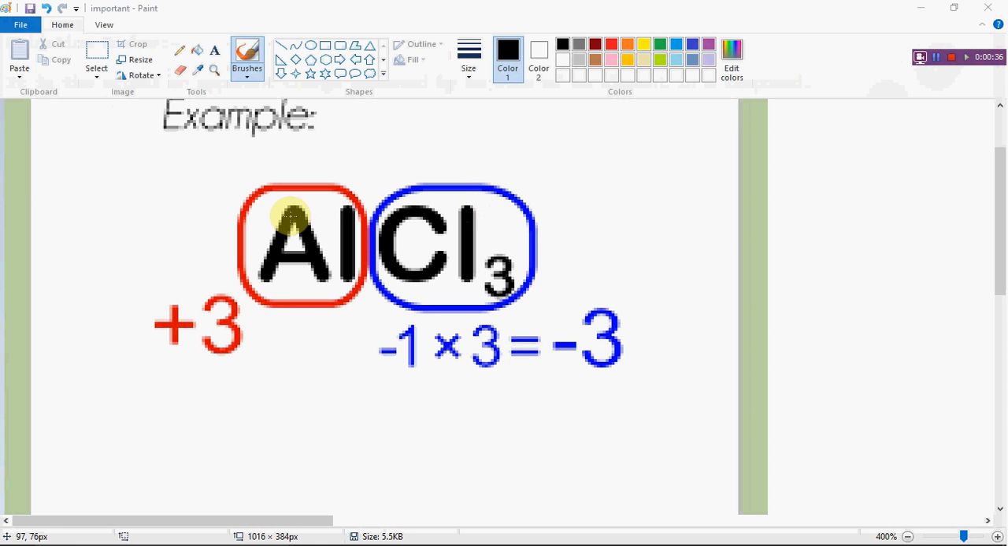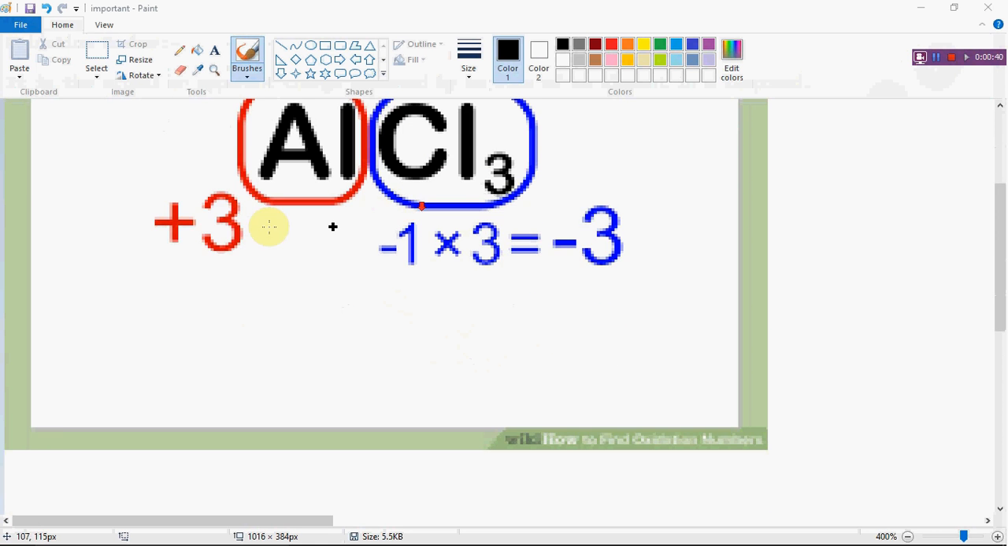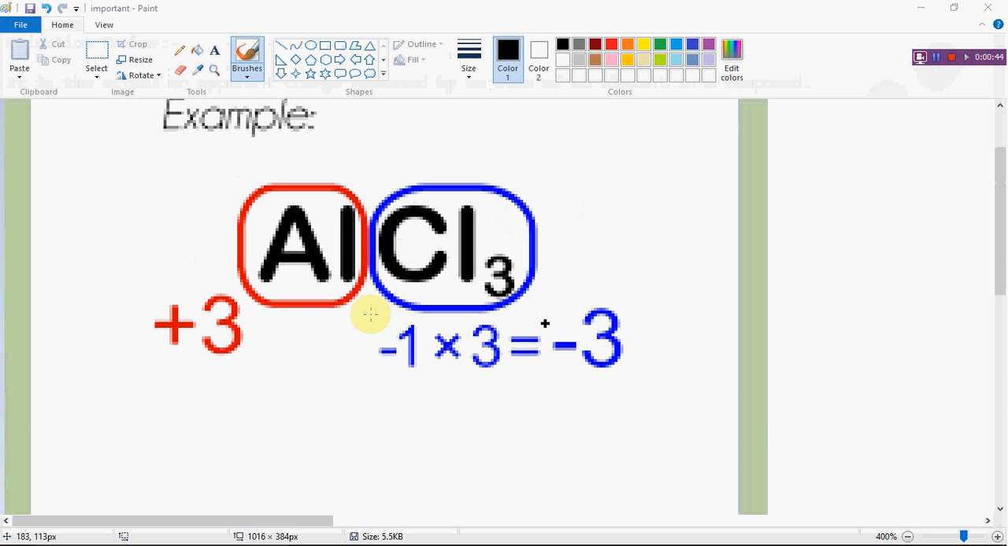Let's take an example. Aluminum chloride, AlCl3. The answer is pretty much already there. +3 and -1 times 3 is -3. This is a little confusing. Let me just get down to the basics.